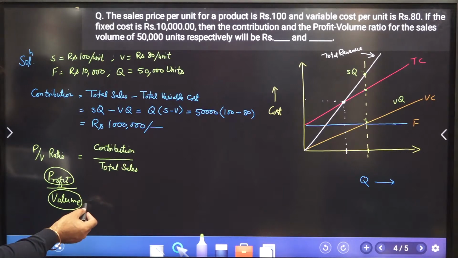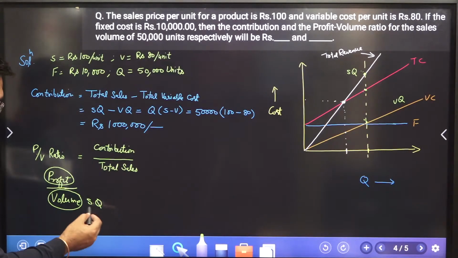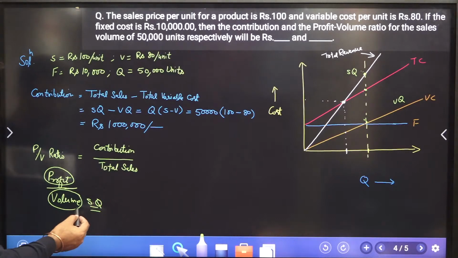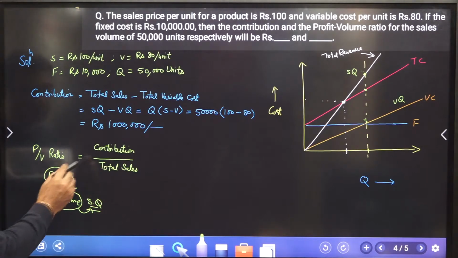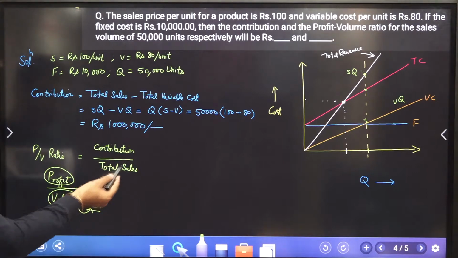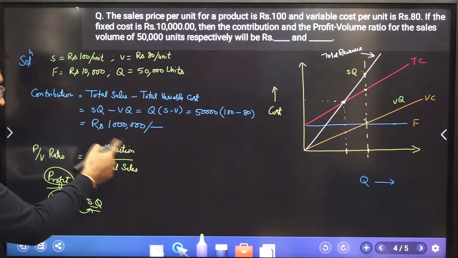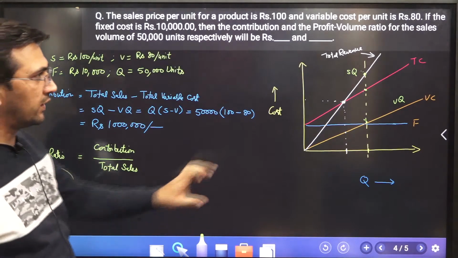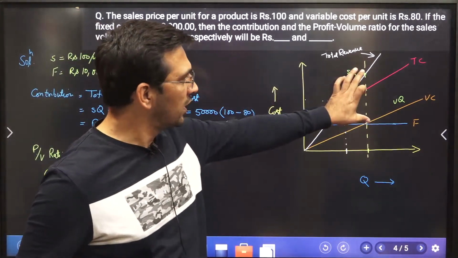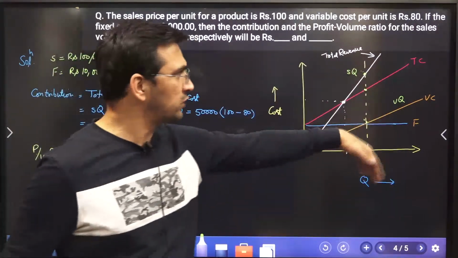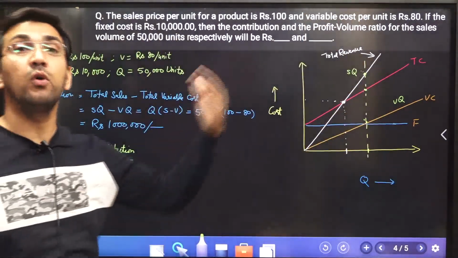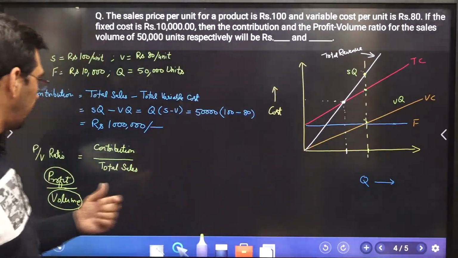Volume, which you can interpret as this much quantity I sold, and if I multiply by the sales price, this becomes the total sales, SQ. That you may somehow link. But profit, you are not able to link. In the formula, you are not writing profit over here. That is why I explained to you over here that the larger the contribution margin, this difference, the more it is going to contribute towards the fixed cost, and therefore you are more towards the profit side. There is a high probability of getting the profit.